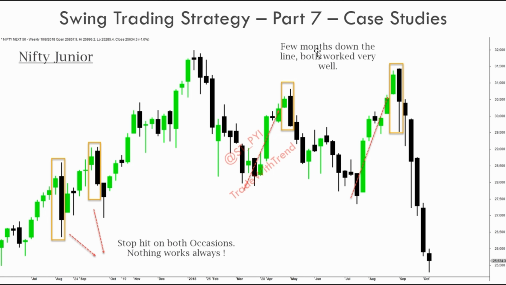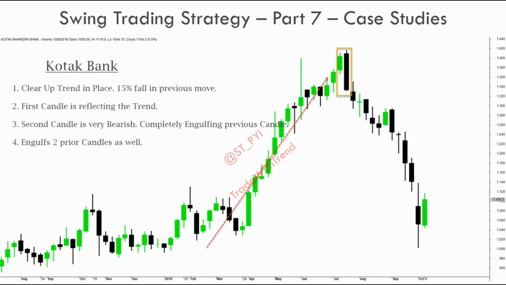So this is what I want to cover on the strength of this pattern, how you assess whether this pattern works out well or not on strength parameters. Now I want to come to an individual case study, that is of Kotak Bank. Again, this is a pretty recent example. So we have had a 10-15% prior trend in place. The first candle is actually signifying the trend pretty clearly.